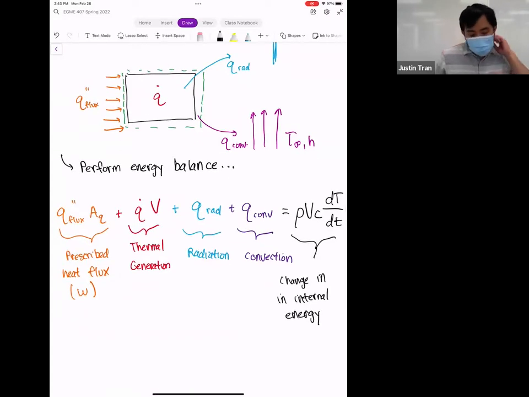And so far in our lump capacitance framework, we've only considered these two. But now we're bringing everyone into the party, so we're going to consider terms from radiation, generation, and heat fluxes as well. All right, any questions on this so far?